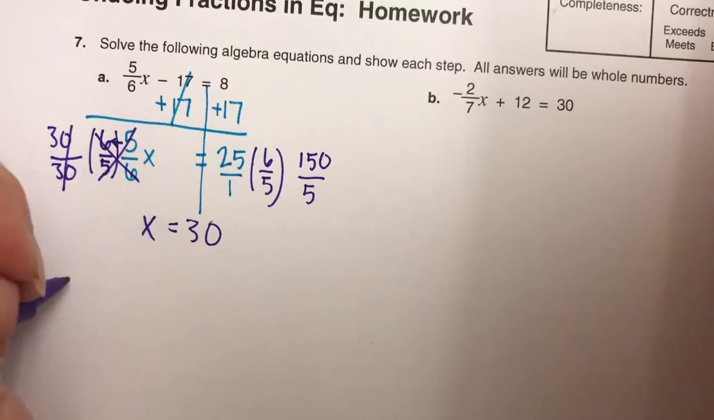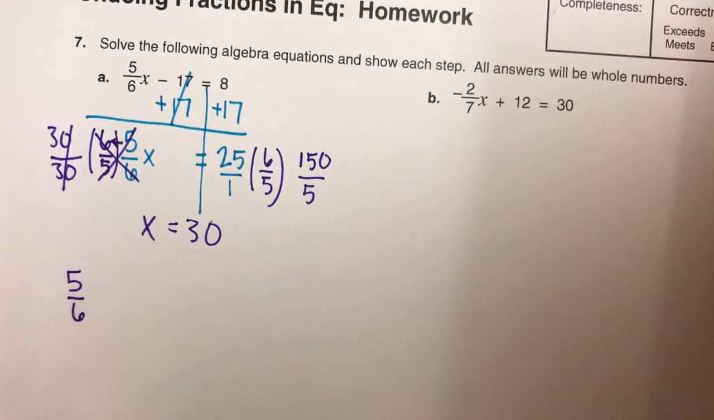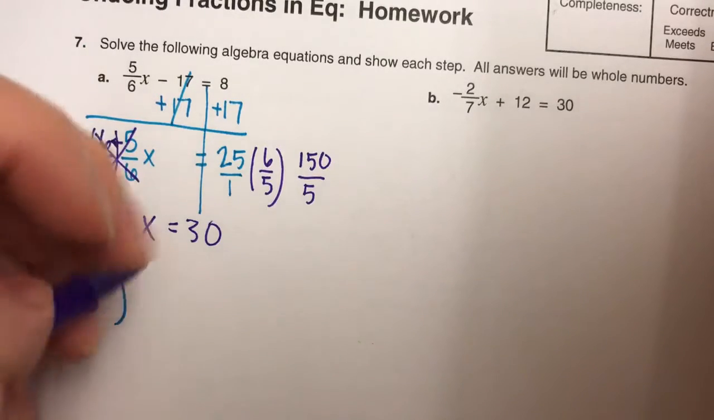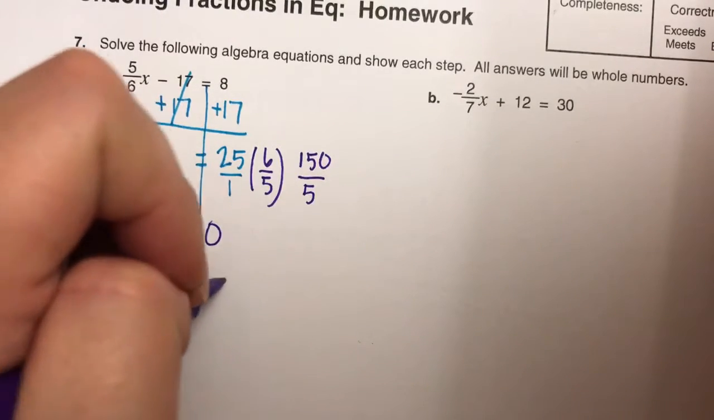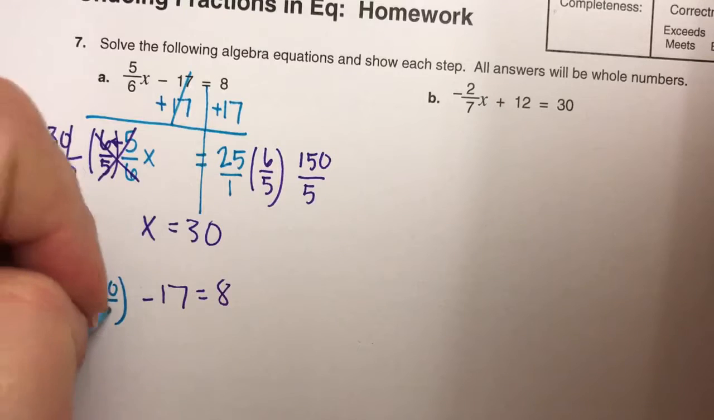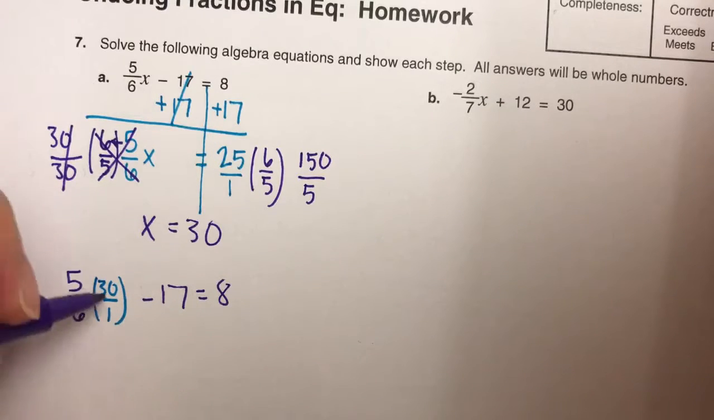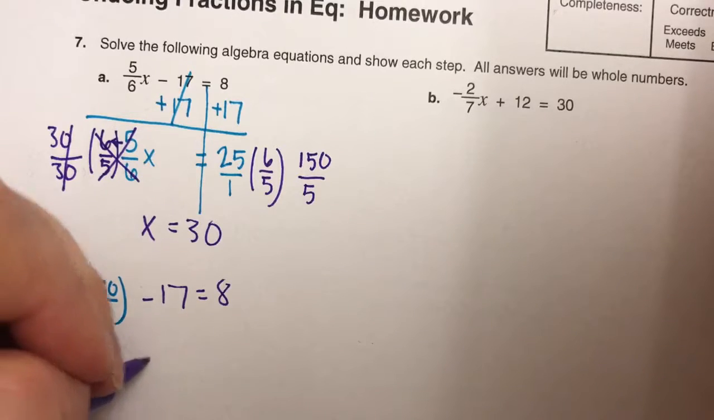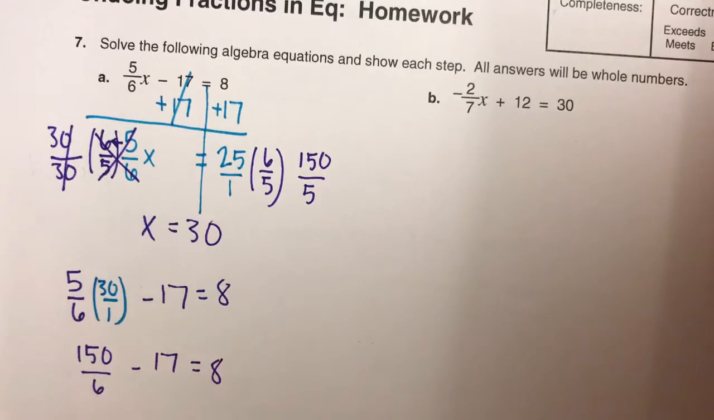Now, to make sure that we have the correct answer, we always want to plug it back in. So I'll rewrite the problem as 5 sixths, and then leave a place where x was, and then minus 17 equals 8. When we're multiplying by a fraction, it's really important for us to go ahead and write it over 1. So 30 over 1. So now I have 5 times 30, which is 150, divided by 6 minus 17 should equal 8.